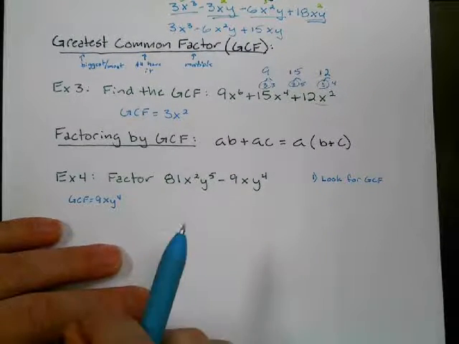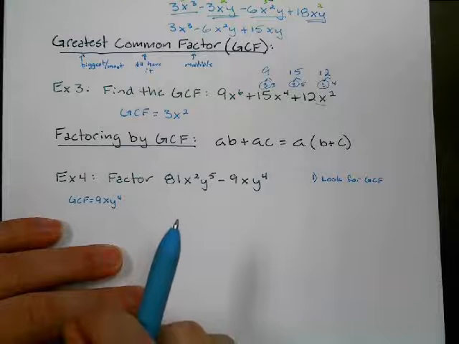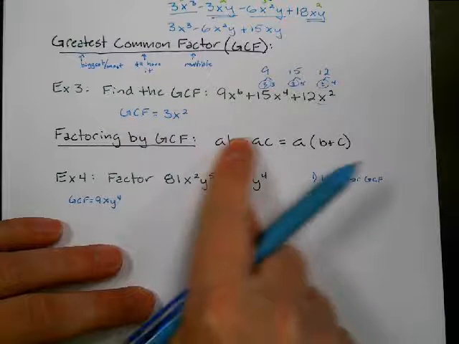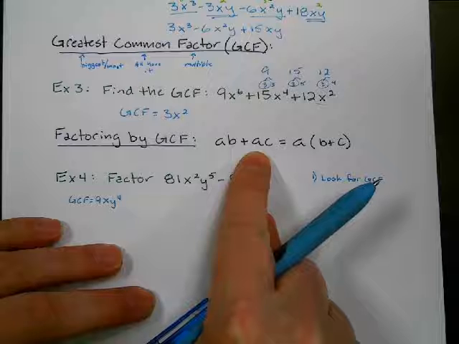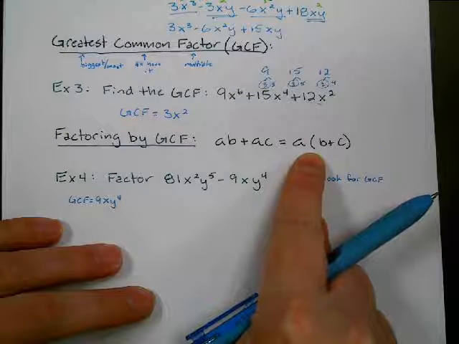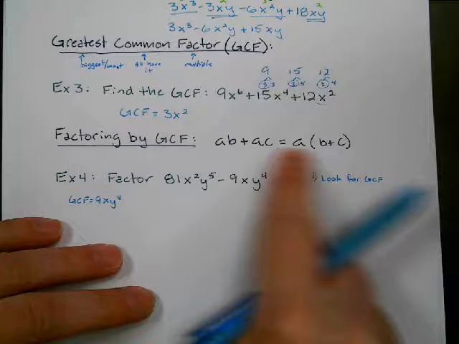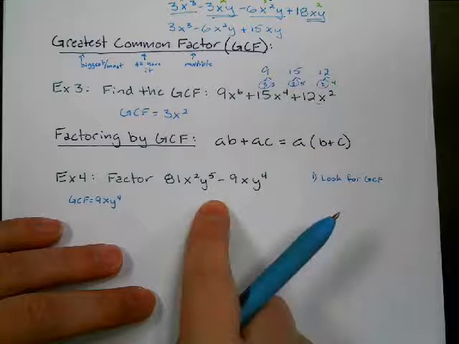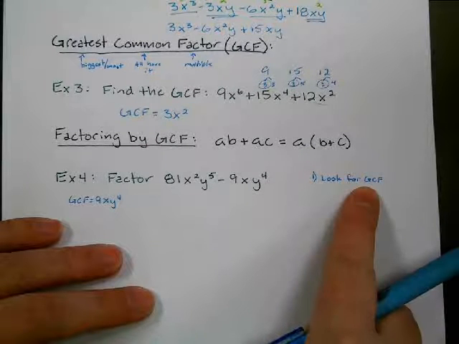Factoring by GCF is the opposite of the distributive property. So what we're going to do is take polynomials and turn them into multiplication problems. We're going to undo the distributive property. So here's how we do it. The first thing we're going to do is look for the GCF.